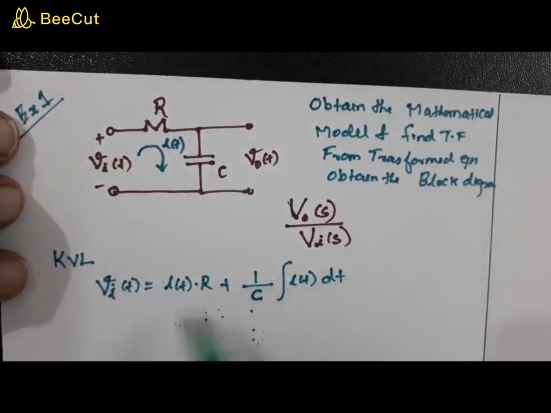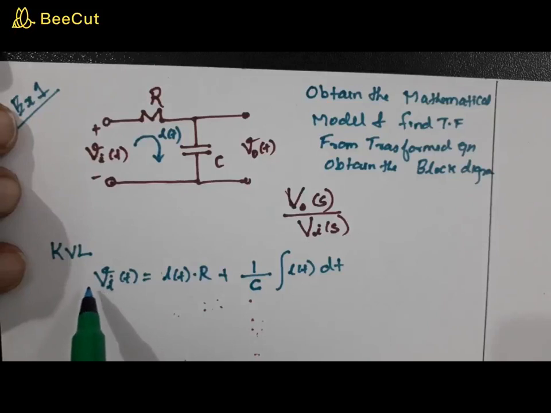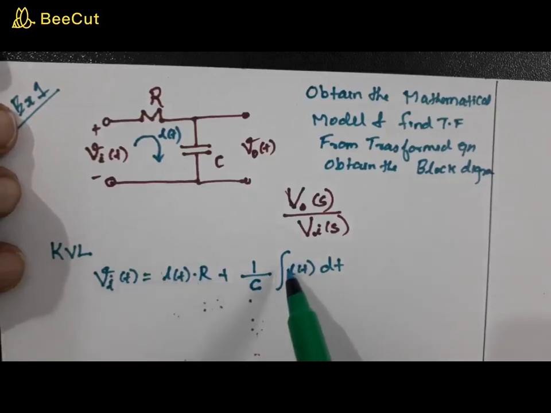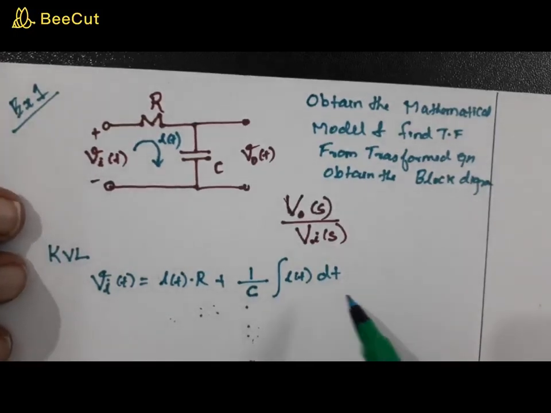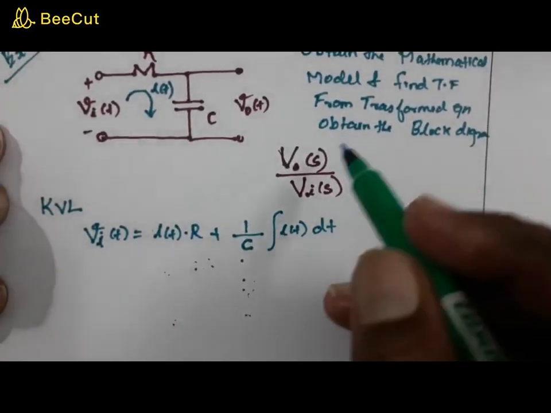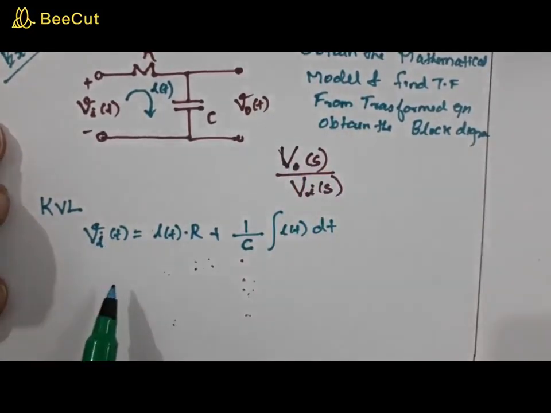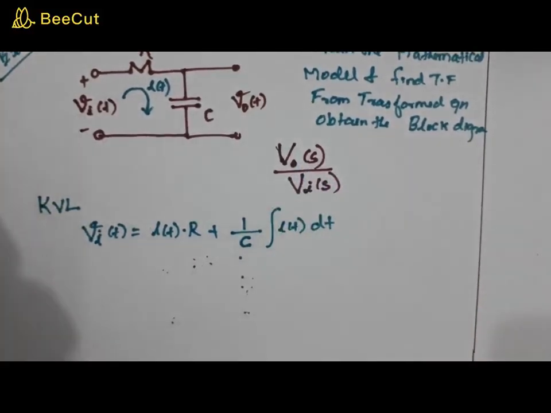I told you earlier that this can also be considered a differential equation. If you differentiate it, this becomes di of t by dt into R plus 1 by C, and when you differentiate the integral, this becomes i of t. So that equation becomes a differential equation. Anyway, this can also represent a differential equation. Now how will you get this? We need a similar equation relating Vi of s and V naught of s. So for that, what we do is apply the Laplace transform.